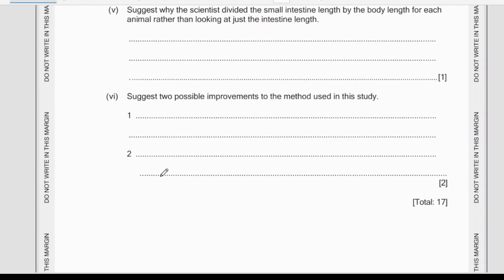Suggest why the scientists divided the length. I was about to tell you why we do this, but I skipped that part. Why do we divide it? To have a ratio of each animal, because every animal is of different size or length. So to get a ratio, like how much percentage of the body is this part, we do this.